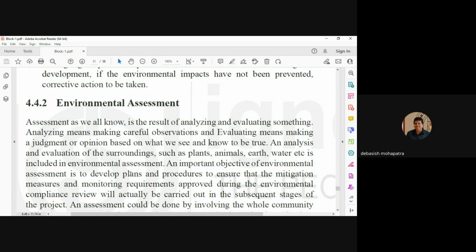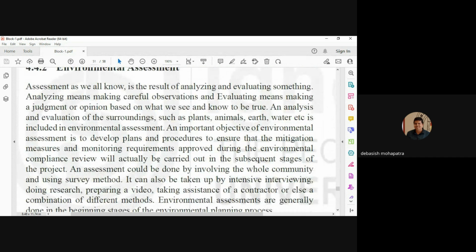Then environmental assessment. Assessment, as we all know, is a result of analyzing and evaluating something. Analyzing means making careful observation and evaluating means making a judgment of the options based on what we see and know to be true. An analysis and evaluation of the surroundings such as plants, animals, earth, water, etc. is included in environmental assessment. An important objective of environmental assessment is to develop plans and processes to ensure that the mitigation, measurement and monitoring requirements approved during the environmental compliance review will actually be carried out in the subsequent stage of the project.